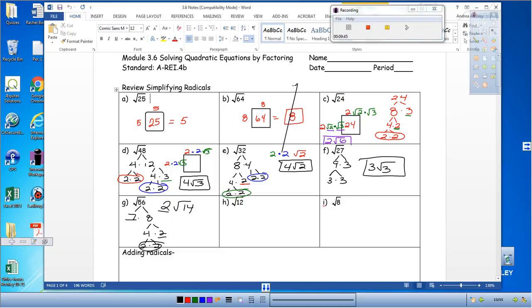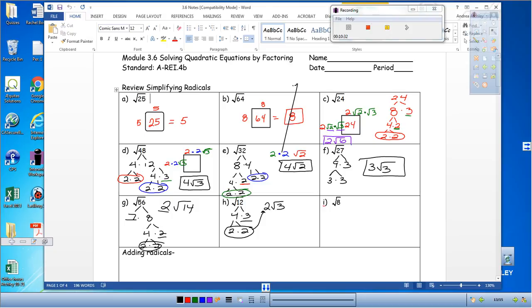Diana, what did you get for H? 2 square root 3, or 2 radical 3, yes. Okay? So our factors would be 4 and 3, or you could have done 6 and 2. So there would be a pair of 2's, which goes out here. And then this 3 is inside the radical.